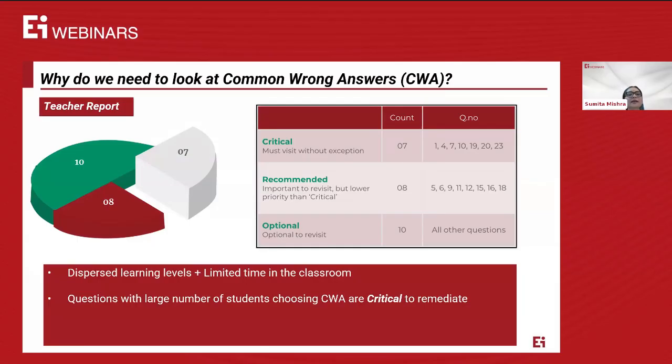So I think that this is data that is very, very important, and it gives you a very good insight as a teacher on how to plan remediation strategies in your classroom, given all the constraints that we may have.